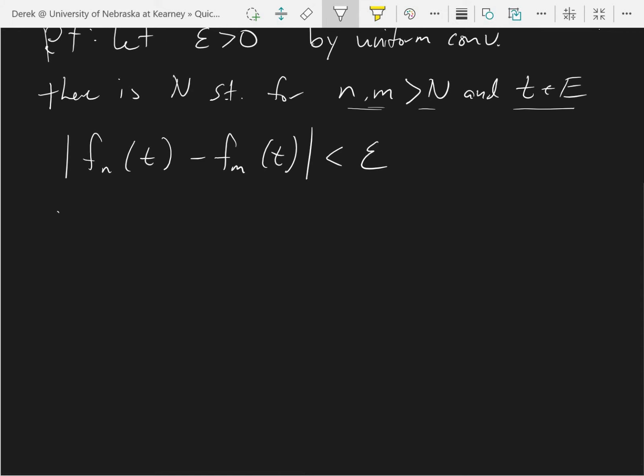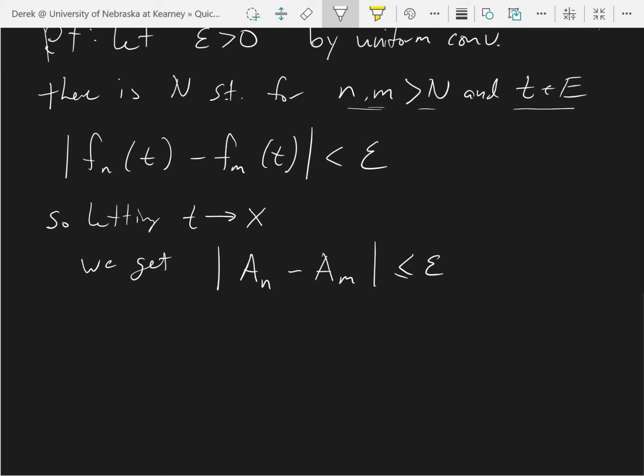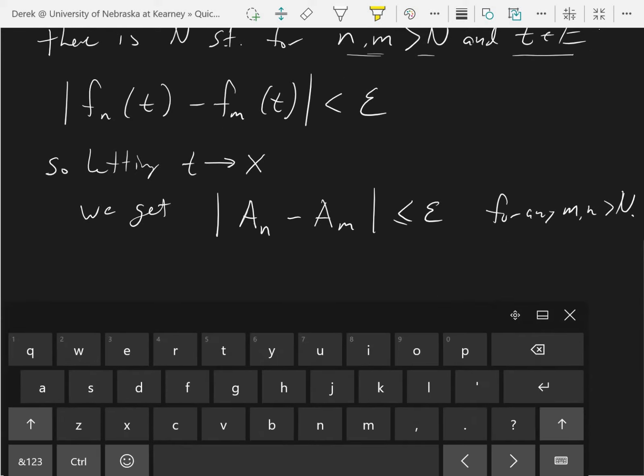Okay, so letting t approach x, we get that the absolute value of a sub n minus a sub m is less than or equal to epsilon for any m and n bigger than N. Okay, so I'm taking limits, and the limit of something smaller than epsilon could be equal to epsilon or smaller than epsilon.